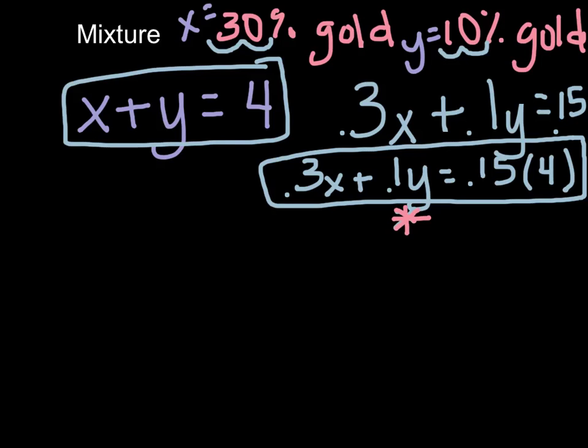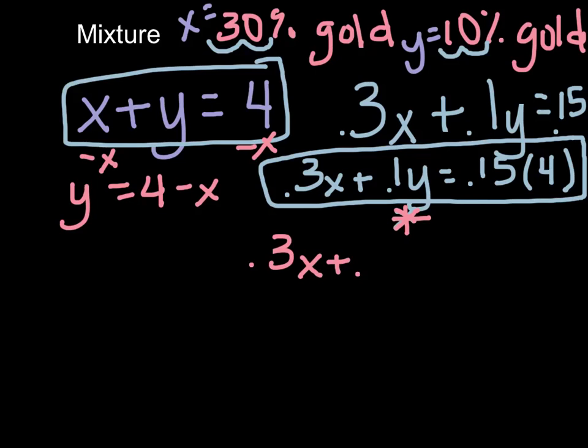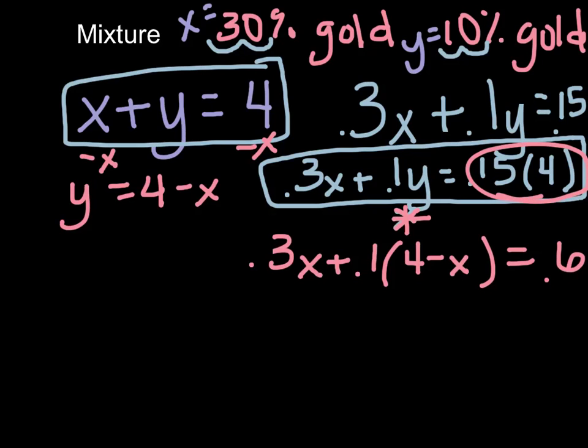So I'm going to solve this equation for y, which means that I'm going to subtract x on both sides. So what I get is y is equal to 4 minus x. Then I'm going to substitute. So what I get is 0.3x plus 0.1 times (4 minus x) is equal to, I'm going to jump ahead, 0.15 times 4 is 0.6. All I did was simplify this part right here. Okay, then I need to distribute.